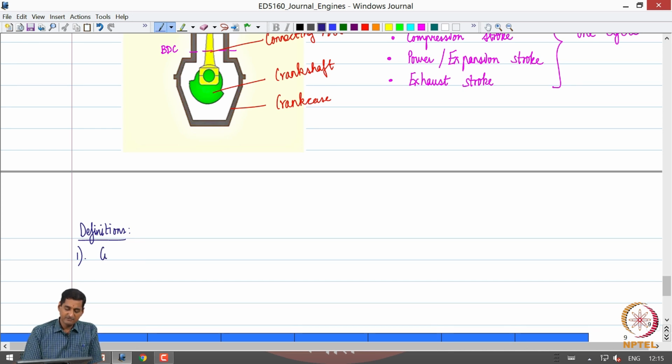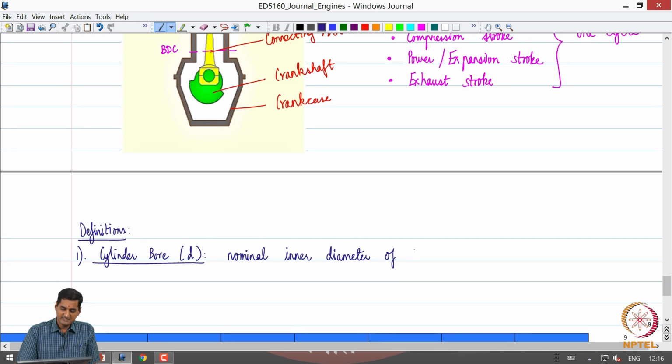The first one is what is called the cylinder bore. Let me indicate it by a parameter d. This is the nominal inner diameter of the cylinder or the combustion chamber. So, the cylinder bore is nothing but the nominal inner diameter of the combustion chamber or the cylinder.